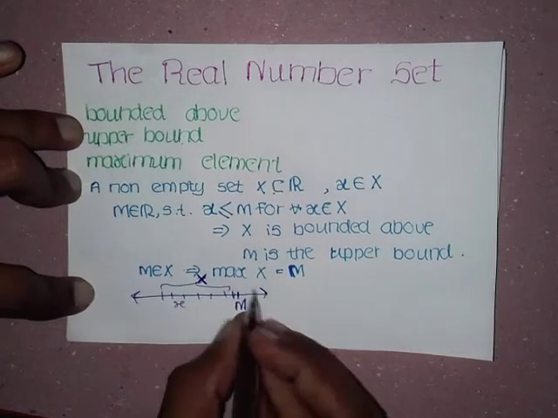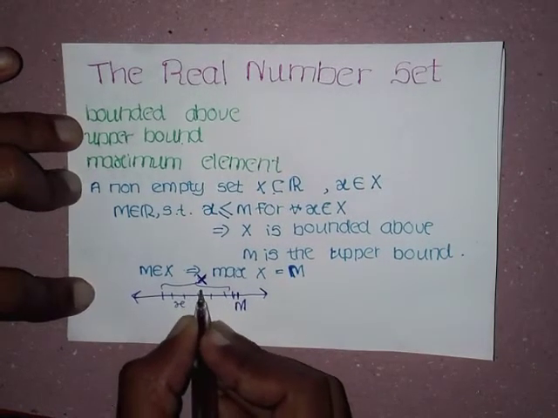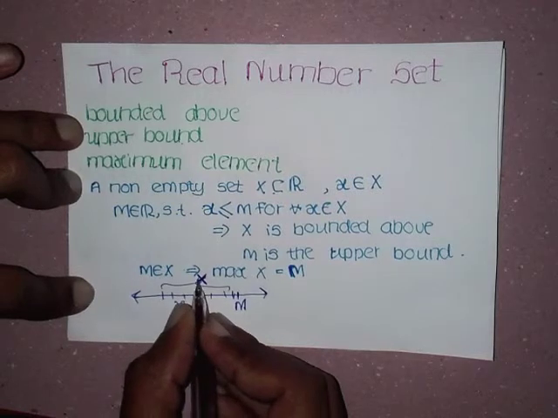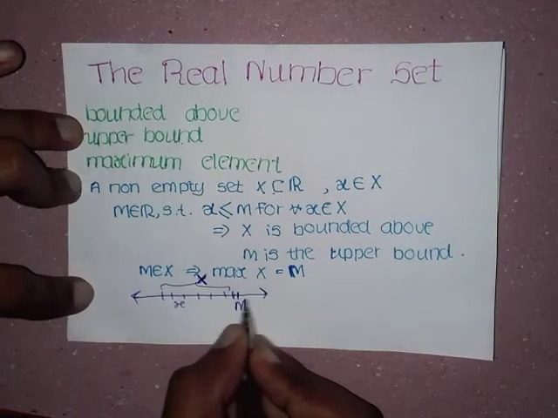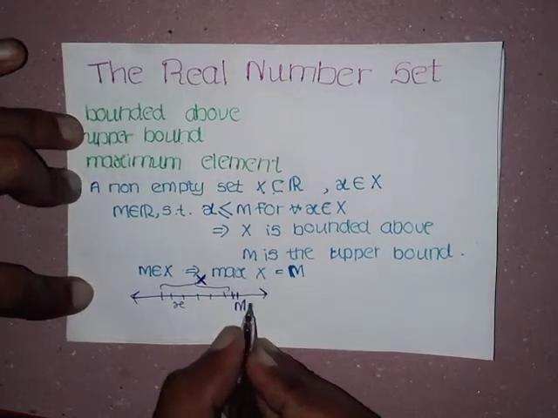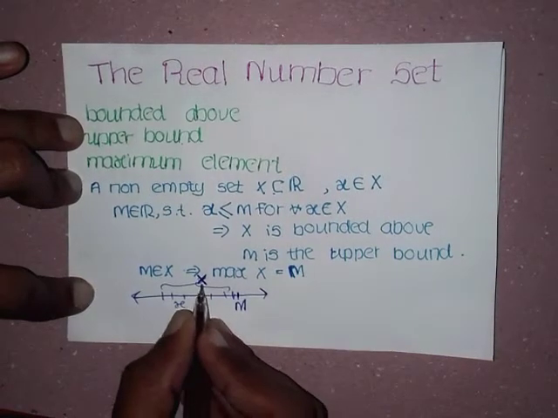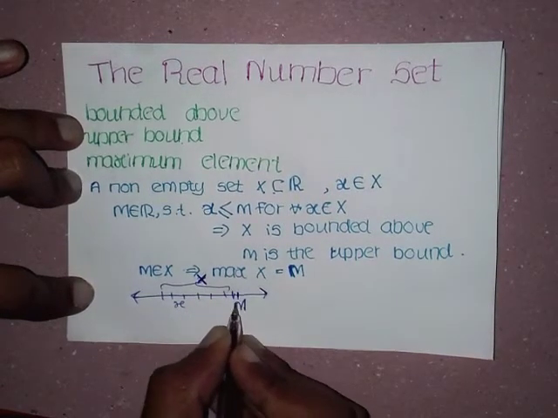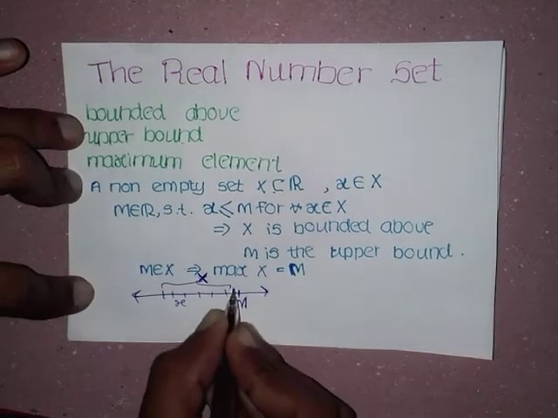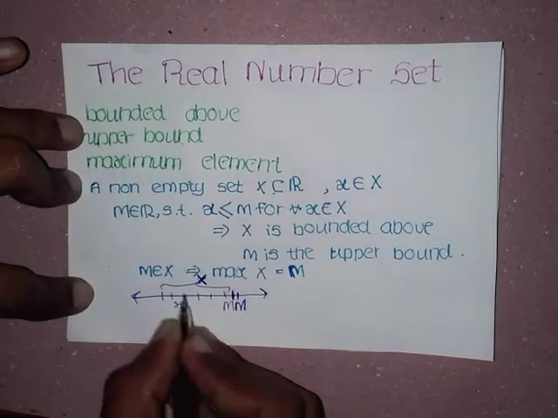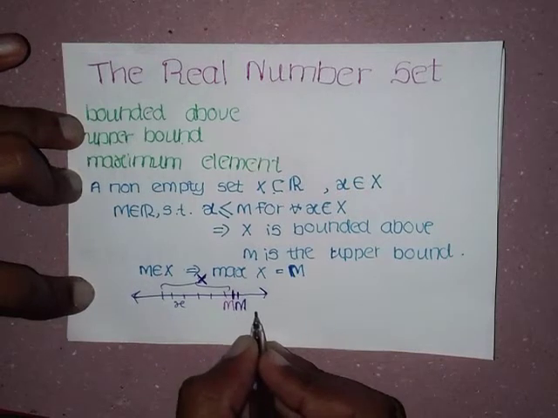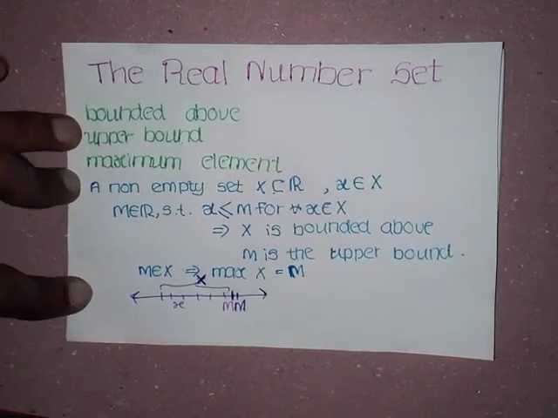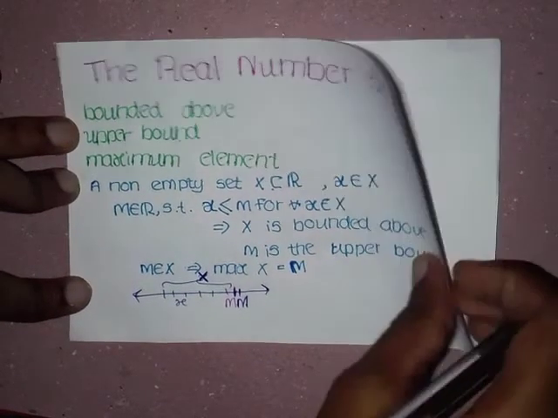That means small x are the elements of the set X. There are no elements on the right side of M, so we can tell X is bounded above and M is the upper bound. If M belongs to the set X, then we can tell M is the maximum element of X. Okay, let's take examples.